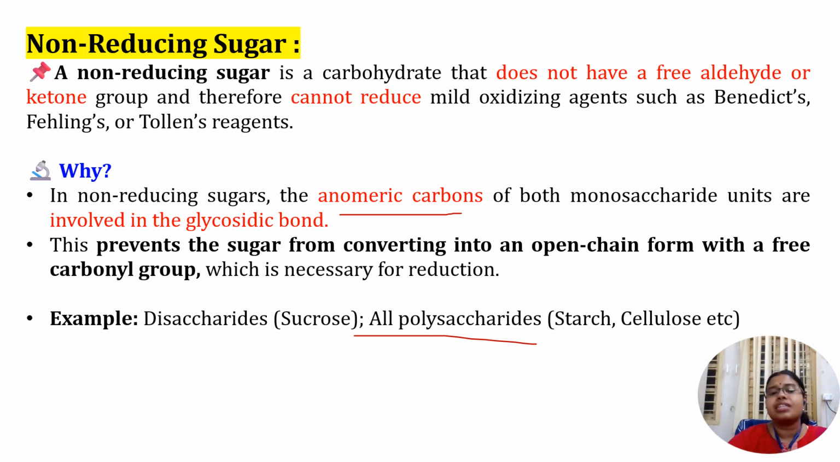So it prevents the sugar from converting into an open chain form with a free aldehyde or a free keto group, which is necessary for the reduction. So in the case of the polysaccharide, it is not free. That's why all the polysaccharides are non-reducing sugars. And in the case of disaccharides, only sucrose is non-reducing.